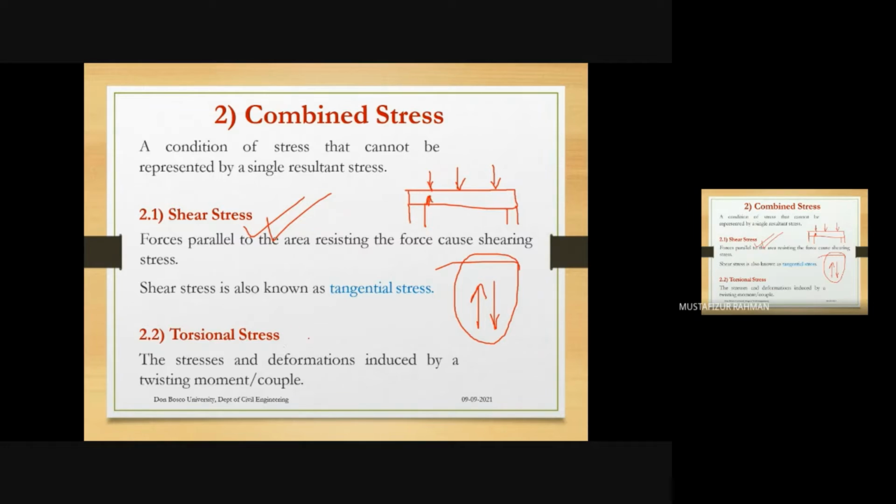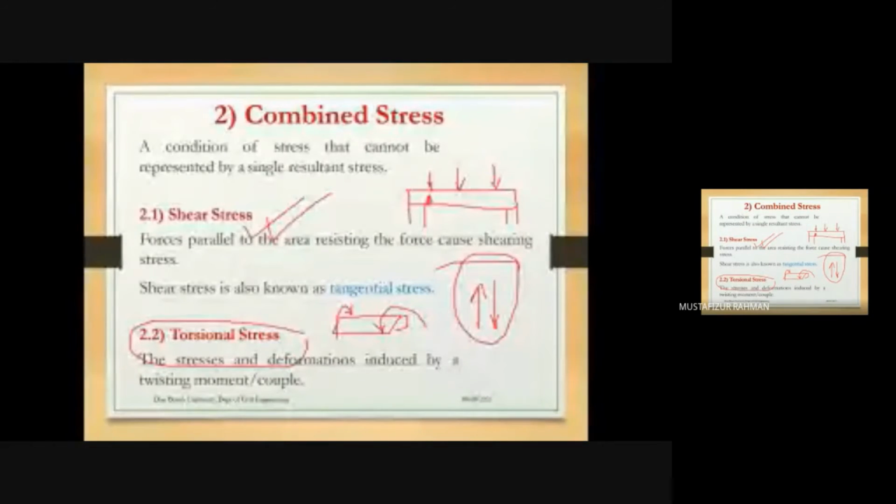Then torsional stress. What it will do is develop a twisting moment. Okay. We have one structural member. If there is one force trying to rotate it this way, and another force trying to rotate it the other way, then there shall be a twisting moment or torsional stresses induced in the structural member.